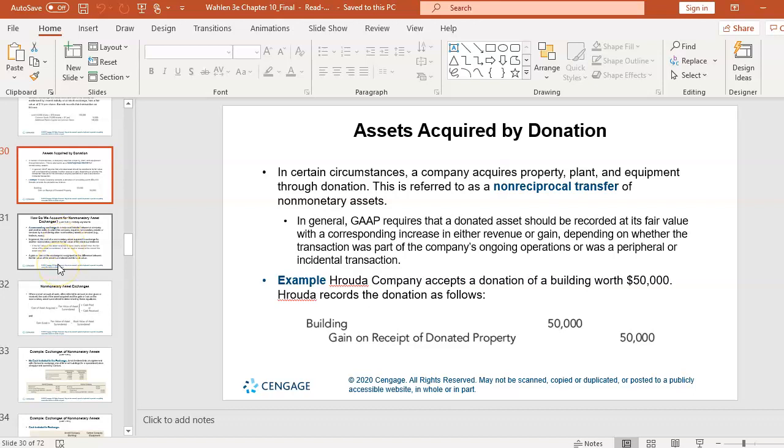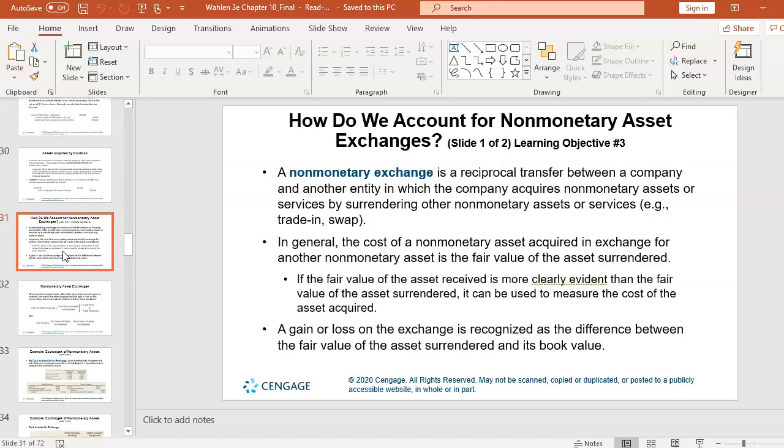Obviously, a nonprofit would be receiving donations all the time. Okay. And then how do we account for non-monetary exchanges? And this gets a little complicated. We have to kind of think, okay, we're swapping assets or we're trading an asset for a service. It can be a little bit more challenging. Quite possible that we're going to incur some kind of a gain or loss in that exchange also.